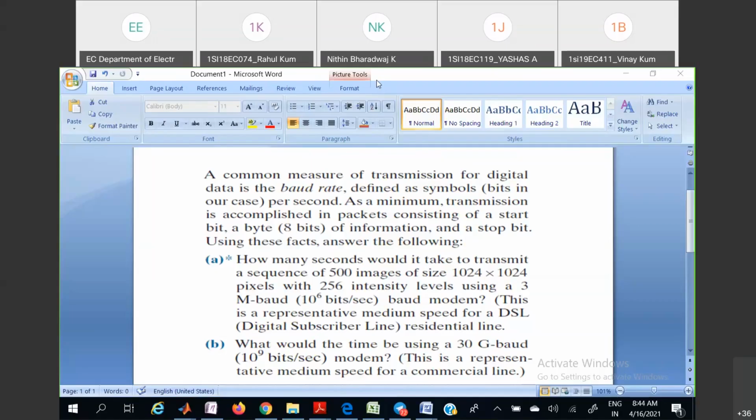And it is not one image I am transmitting. I am transmitting a sequence of 500 images. So calculate the number of bits. Once you get the number of bits, you know the baud rate, calculate the time required.